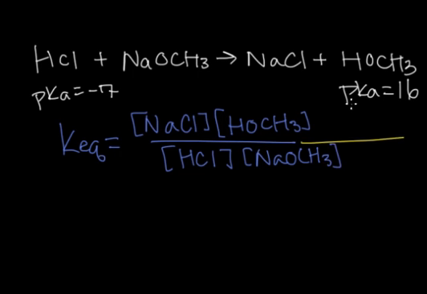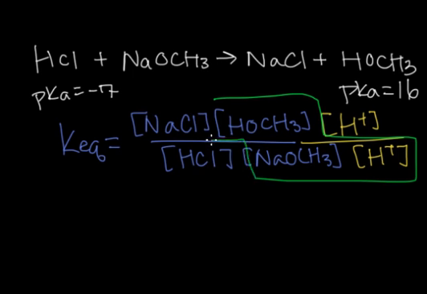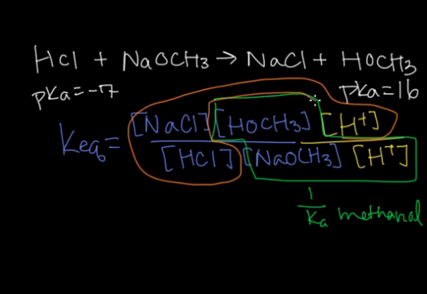To help us see how the pK values can be related to this equation, let's add hydrogen ion to both sides of the fraction, and you see that this is just equal to 1, so it's perfectly valid to add this number. From this, we see that what I circle in green here, this is just 1 over the Ka for methanol. The rest of this stuff, what I circle in orange, this is equal to the Ka of hydrochloric acid.